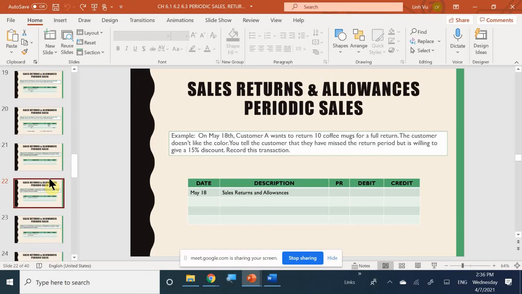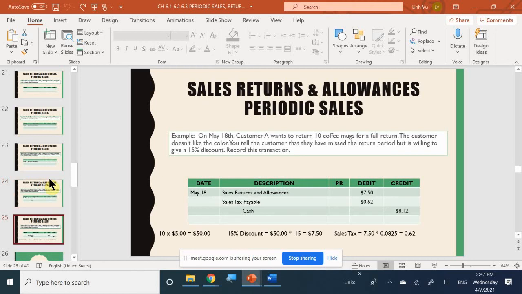So they're trying to attempt to return 10 of those coffee mugs, and you're trying to reduce it by 20%. No, sorry, by 15%. Okay, so you're going to calculate the total amount there, right? You're going to calculate your total amount of returns, and then from there, you're going to calculate the tax off of that, because you have to give back their money, right?